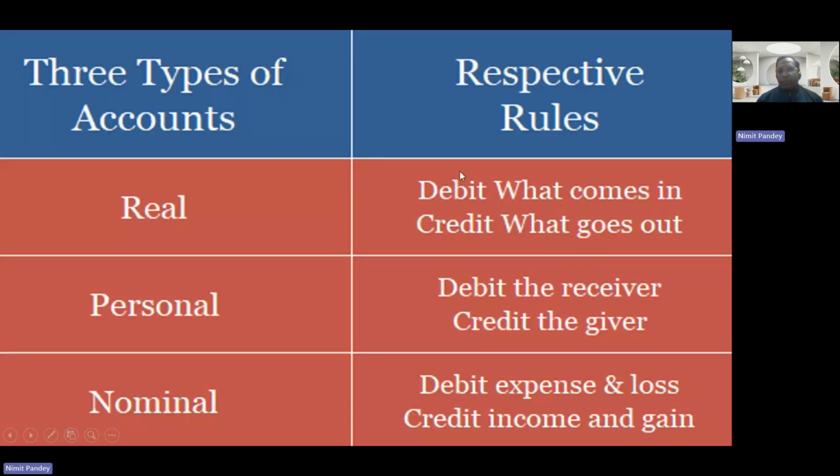And the accounting rules are: debit what's coming in and the receiver. Either this is the receiver, then it will be debited, or if it comes in, it's debit. And what goes out is credit, and the giver is credit. So do not go for these three terms: real, personal, nominal account. Just learn the respective rules. Okay, debit expenses and losses, and credit income and gains. And you can easily identify whether it's income or gain or loss or expense.